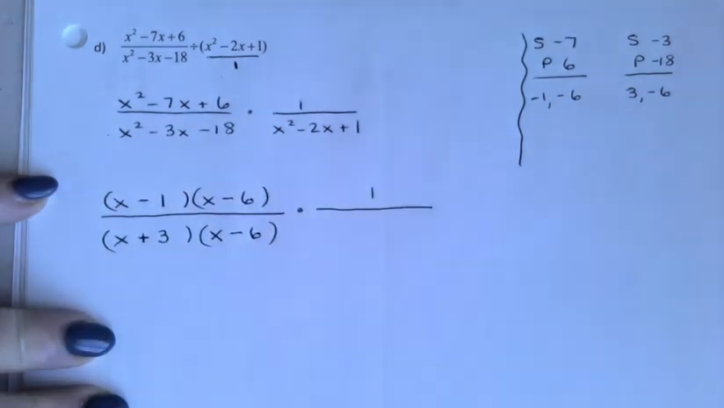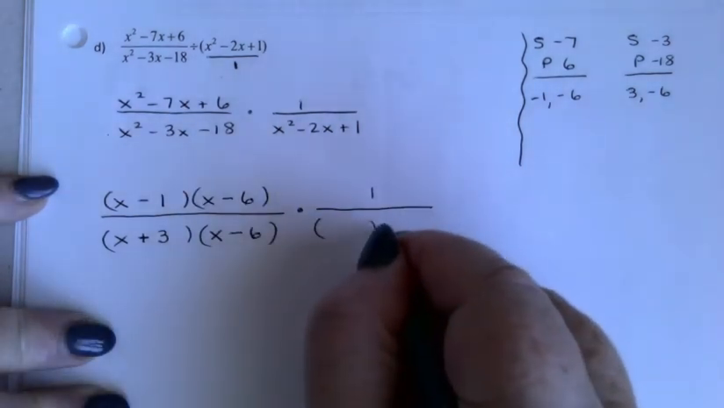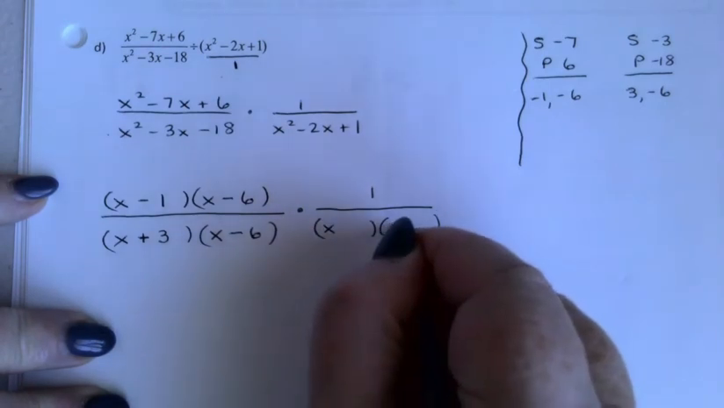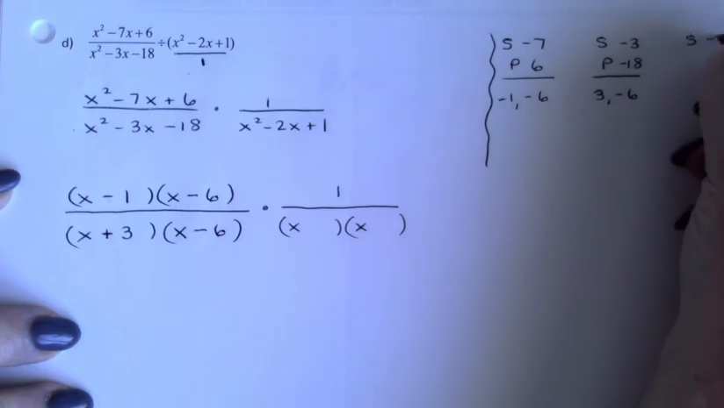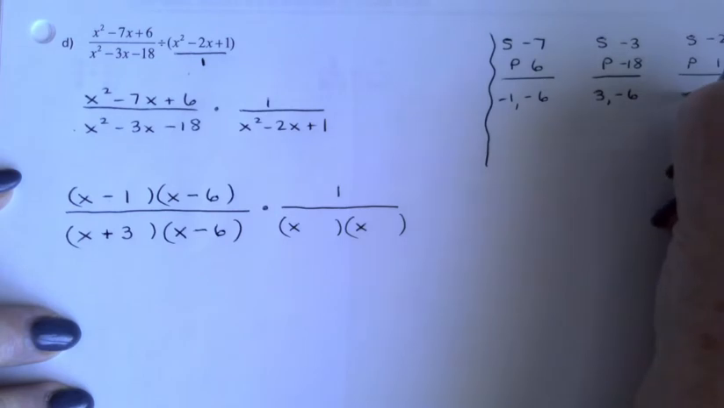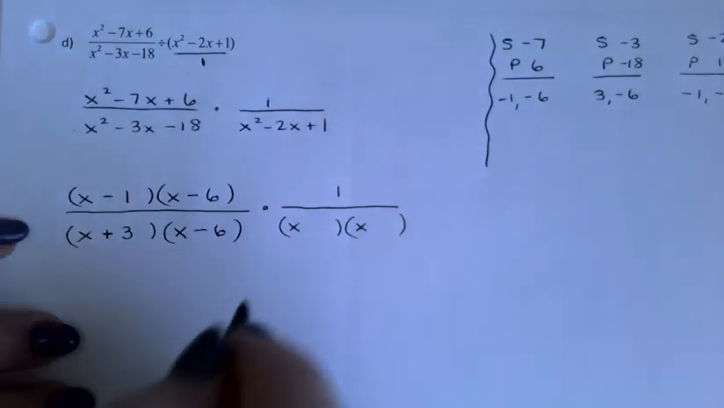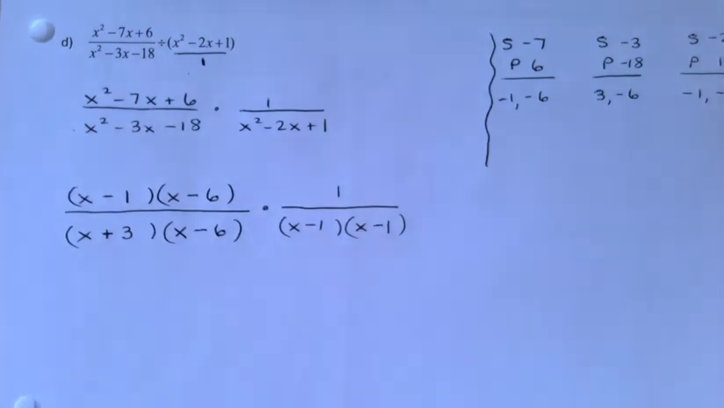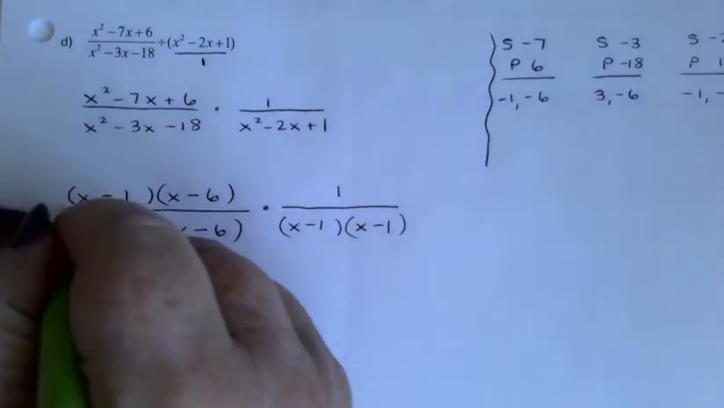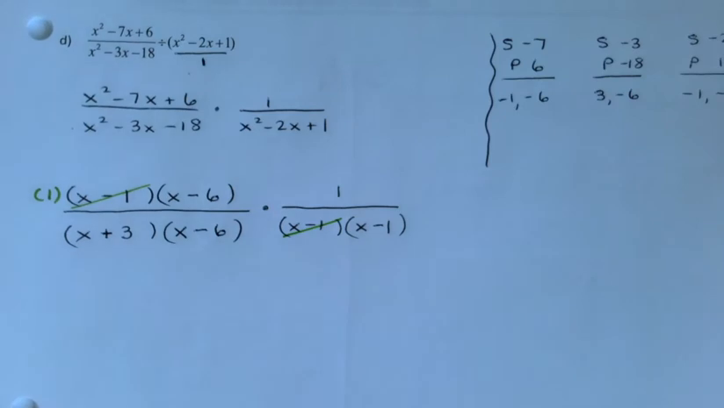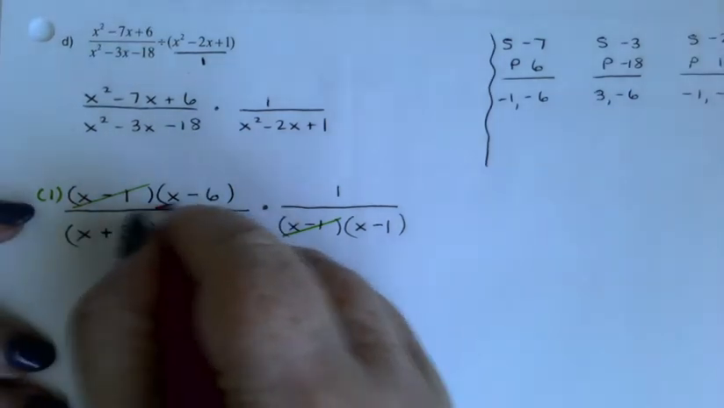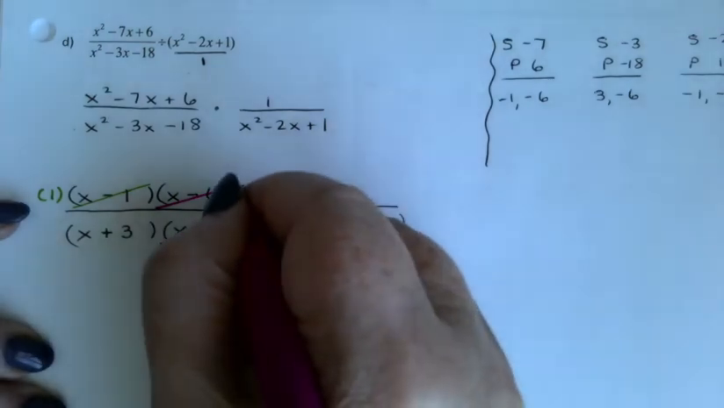And then 1 over, once again, a trinomial that's going to start with x times x. And this time I need a sum of -2 and a product of 1. So that has to be -1 and -1. All right, x minus 1 divided by x minus 1. That is 1. And x minus 6 divided by x minus 6, that's also 1.